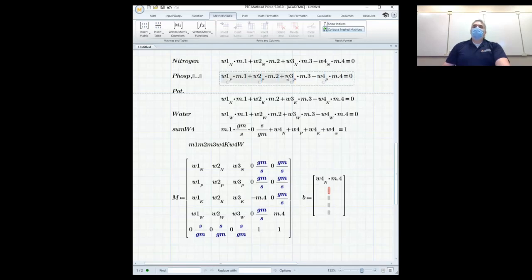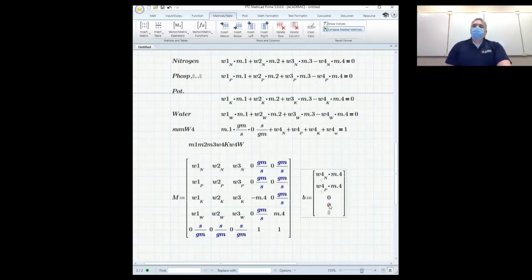Now these M1, M2, and M3 are all unknown, so those are in the matrix. This term moves over here. So we get W4P times M dot 4. And it's positive here because it was negative on this side of the equation over here. Then this next one, M1 is unknown, M2 is unknown, M3 is unknown, W4K is unknown. So nothing moves over to this other side. This is a 0. Then on this next equation, the M1 is unknown, the M2 is unknown, the M3 is unknown, the W4W is unknown. So none of these terms can move over to the other side.